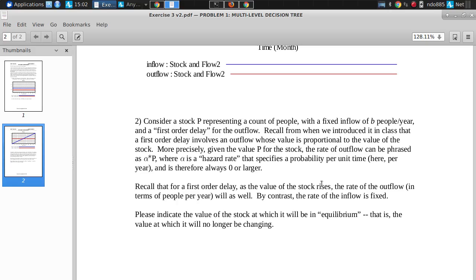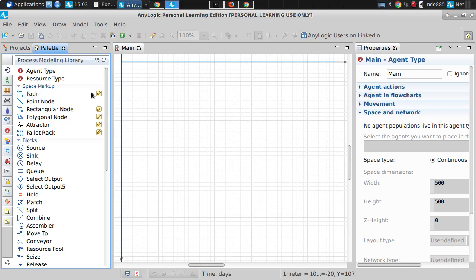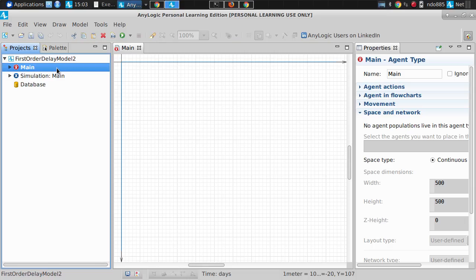Now, what happens if I perturb this from the equilibrium? What happens if I knock it around? If I suddenly were to remove people from it, what would happen? Good. It will work its way back towards equilibrium. So it will bounce back, ladies and gentlemen. It will bounce back.